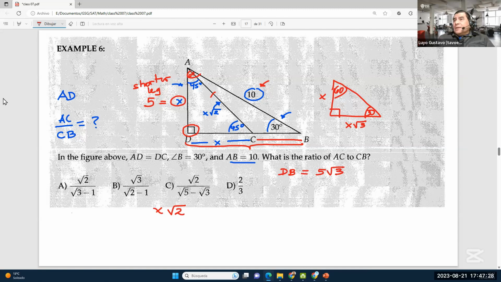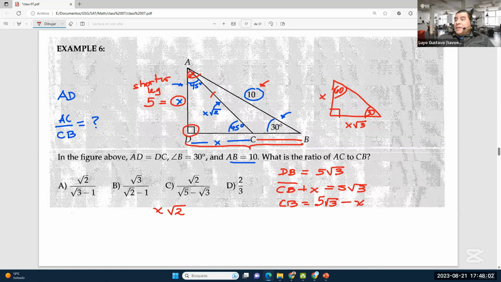Okay, good. Now, what about CB? CB plus X is DB, that is to say 5 times the square root of 3. So according to this equality, the length of this side, the segment CB, should be 5 times the square root of 3, take away X.